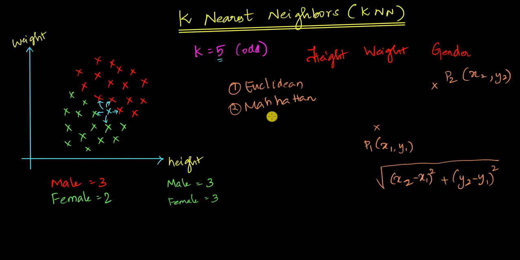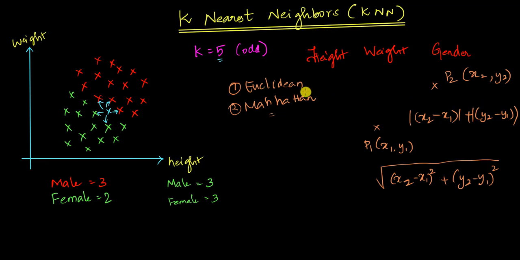And there is another distance called Manhattan distance, which is very similar to the Euclidean distance, but it is calculated by the formula: the absolute value of x2 minus x1, plus the absolute value of y2 minus y1. Absolute is nothing but, if the x2 minus x1 value is negative, the absolute value turns that negative value into a positive value. Similarly, it applies to y2 minus y1 as well.